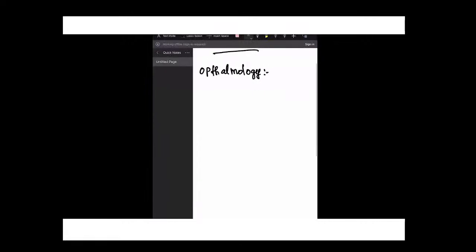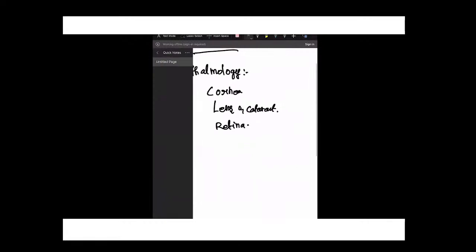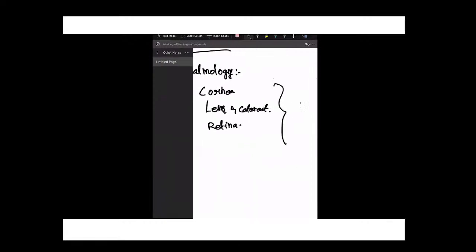In ophthalmology, today we will be discussing cornea, lens and cataract, and retina. These three topics in ophthal are going to be vital, very important topics.